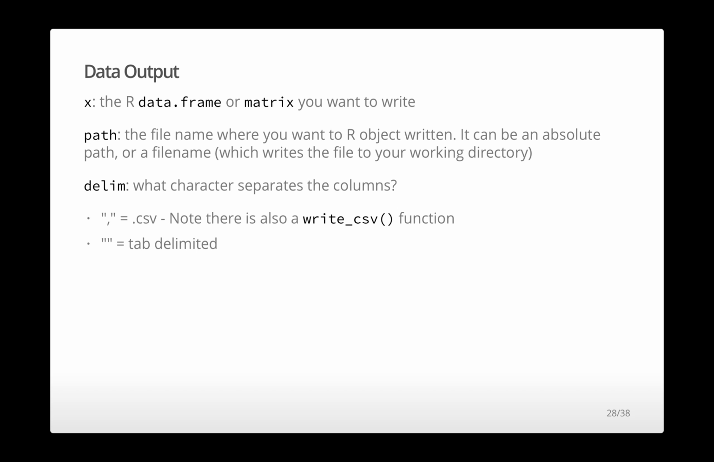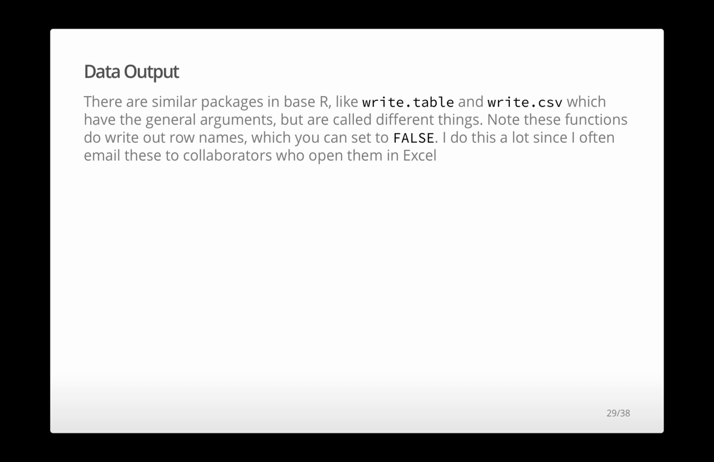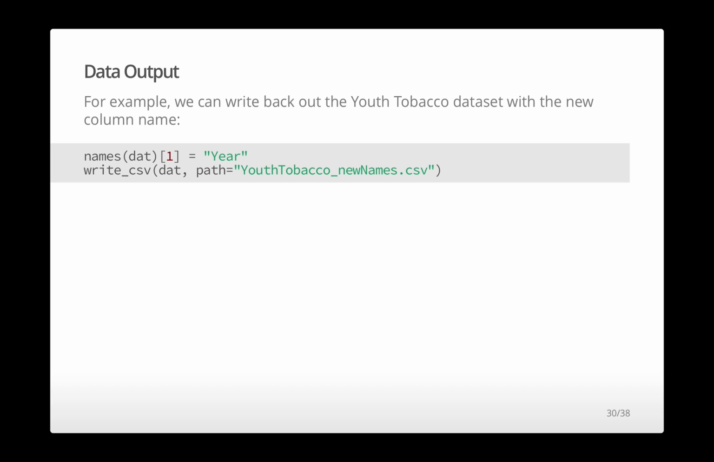So again, we already talked about this. Path is the file name. So usually just use write_csv. Again, like I said, there are versions of this in R, write.csv and write.table, rather than underscores. We're not going to use those. They're not as robust. They're not as fast. But in a lot of code online, you'll see them used.